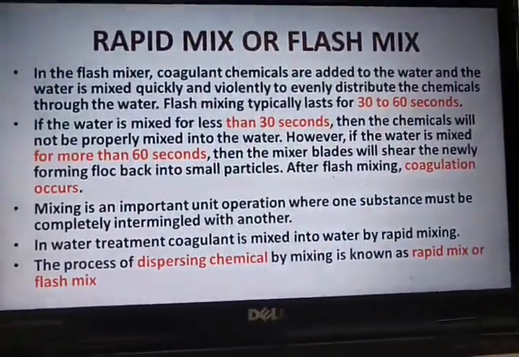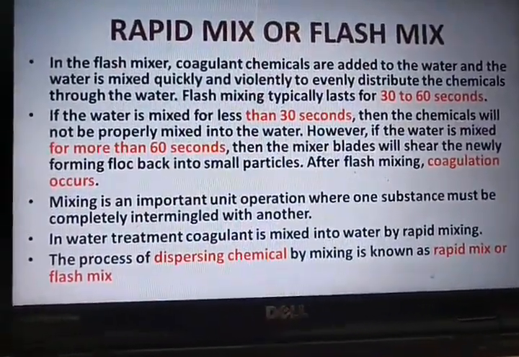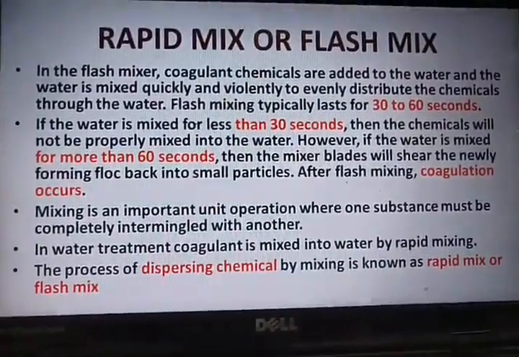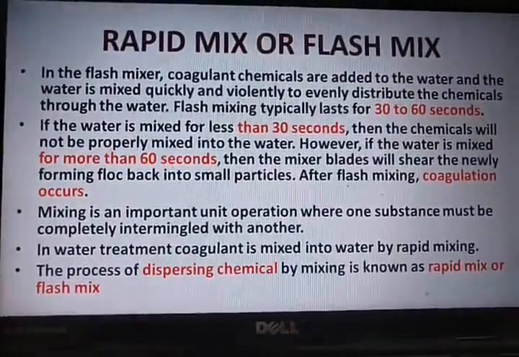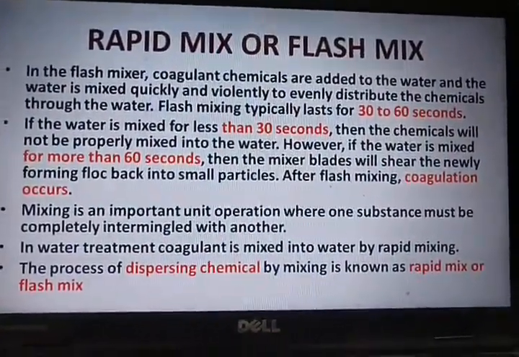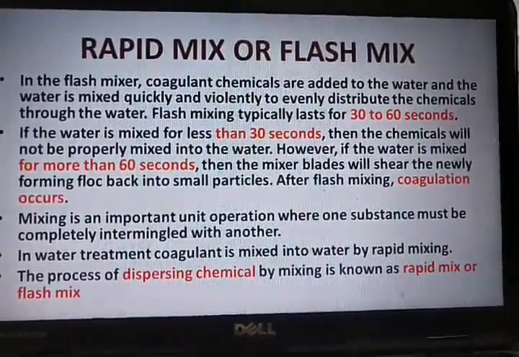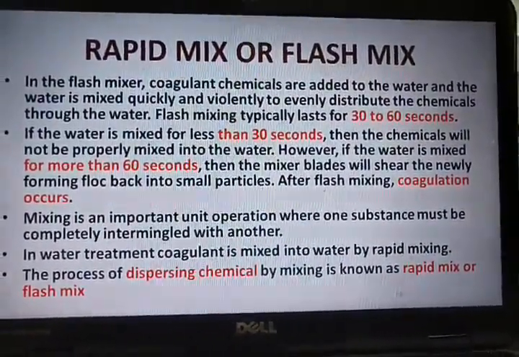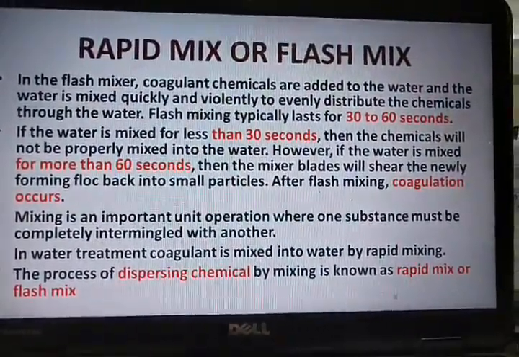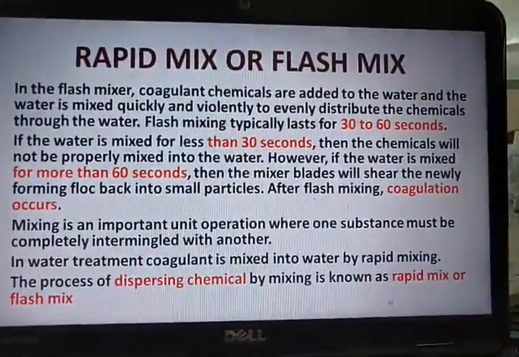Then comes the rapid mix, or sometimes it is also called as a flash mixer. See, nowadays most of the treatment plants along with clariflocculator use this rapid mix or flash mixer. Here it is a small chamber usually placed after aeration before the clariflocculation unit. It consists of a chamber made up of RCC, which is designed for a period of 30 to 60 seconds.